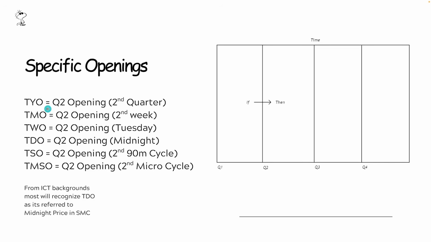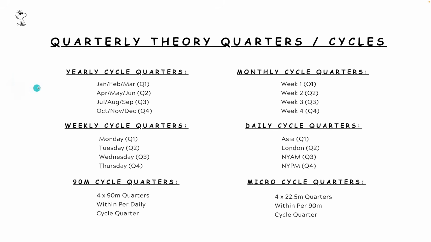More importantly, our true year opening, which is the quarter 2 opening, or the second quarter of our year. Reference back: the yearly cycle is going to consist of 4 quarters. Each of these quarters is going to consist of 3-month fragments, right? First being January, February, March, April, May, June, July, August, September, October, November, December. Each of them is considered a quarter.